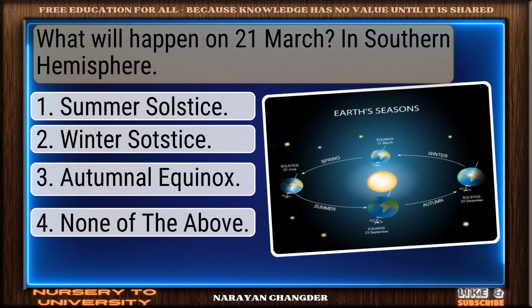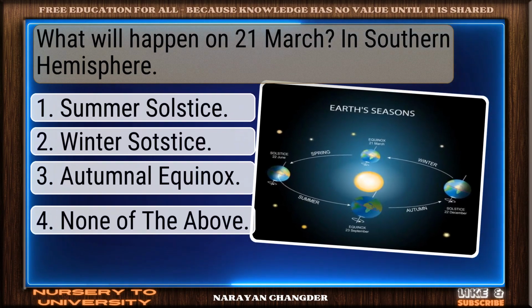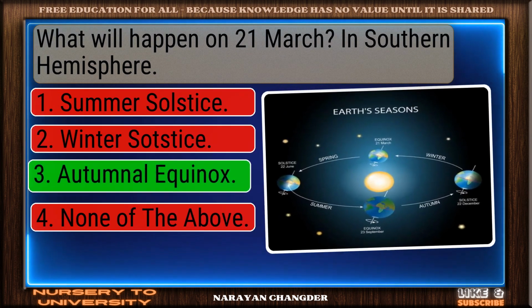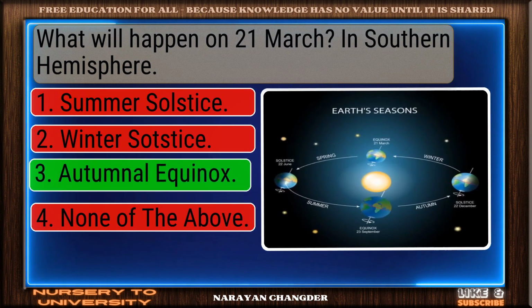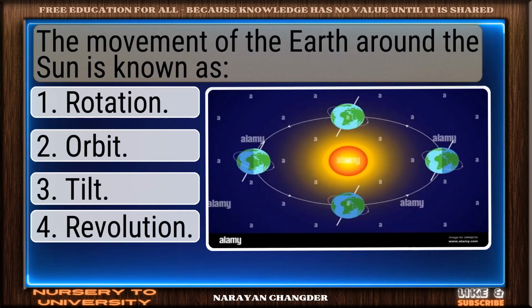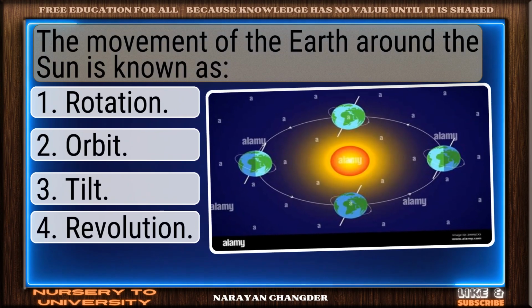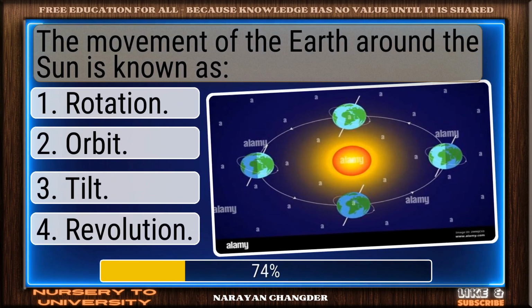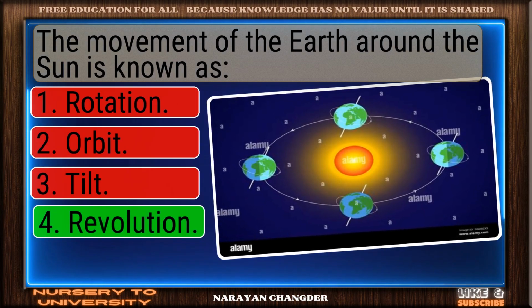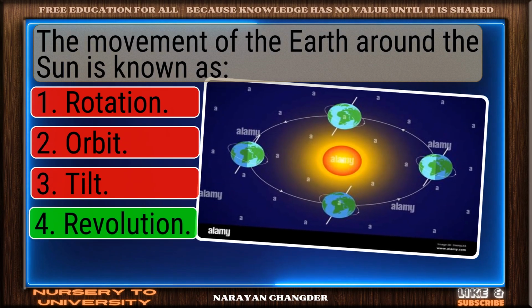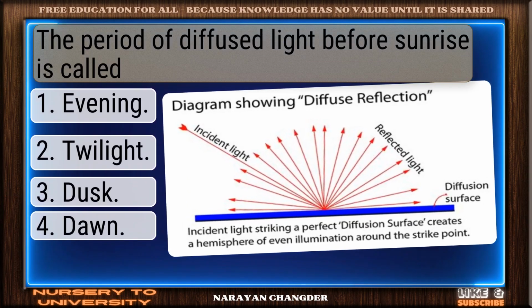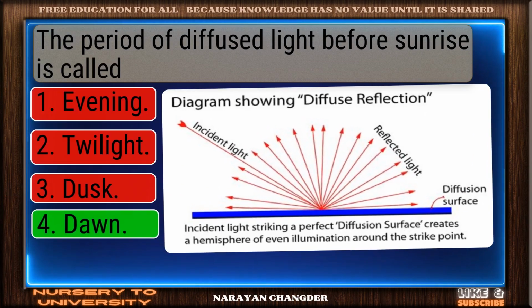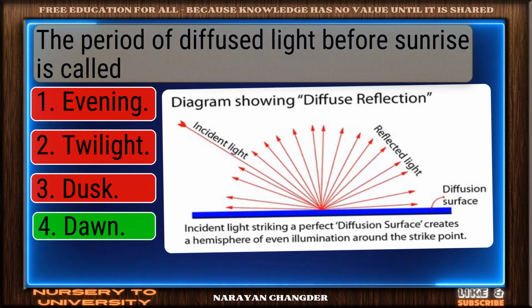What will happen on the 21 March in Southern Hemisphere? Right again. Autumnal equinox is a valid answer. The movement of the Earth around the Sun is known as? Smart move. Revolution is an accurate answer. The period of diffused light before sunrise is called? Valid point. Dawn is true.